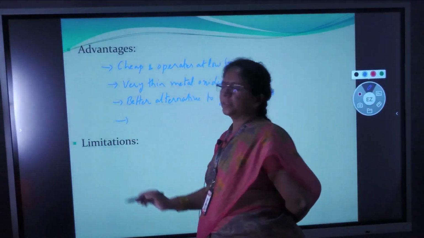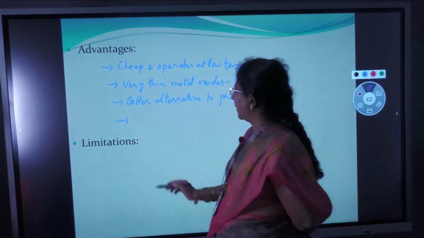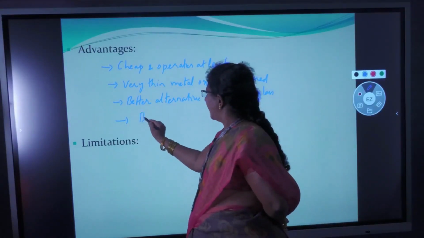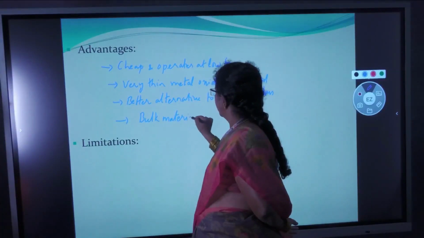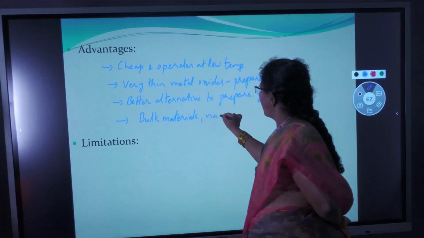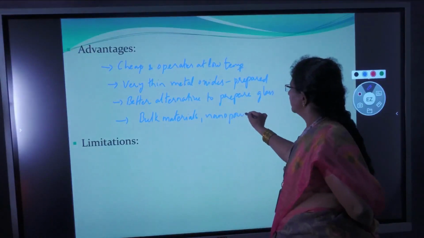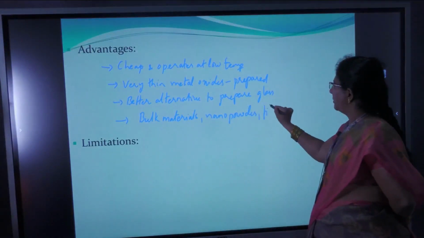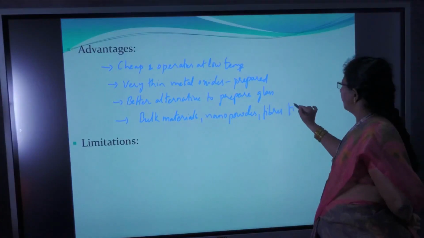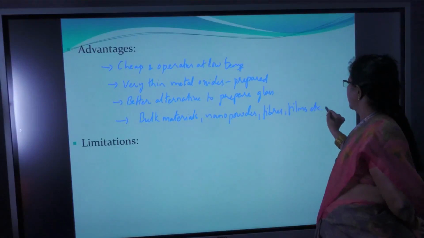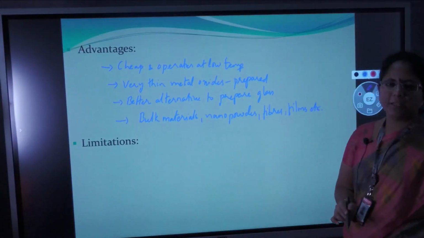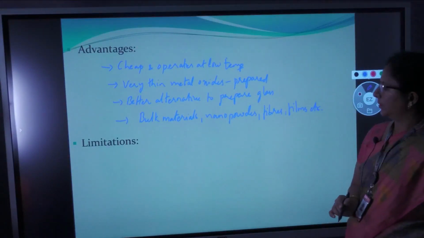And using this method we can prepare bulk materials, nano powder, fibers, films, all these can be prepared. So these are some of the advantages of Sol-Gel method.